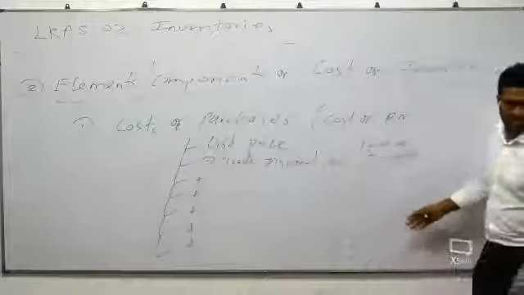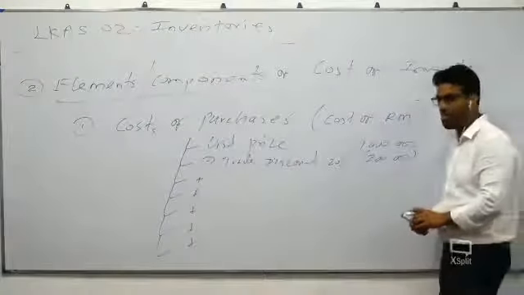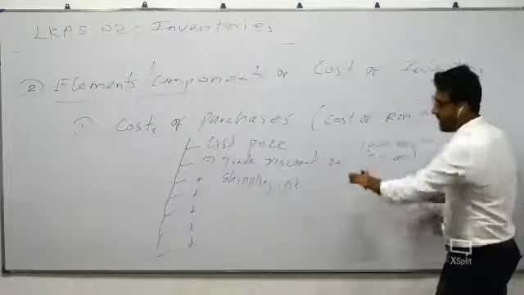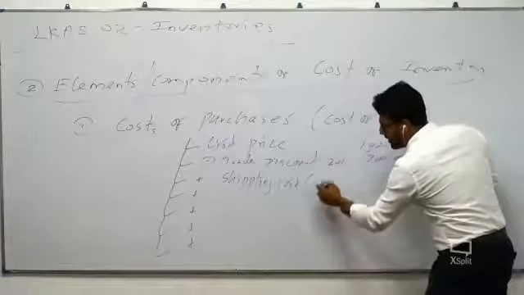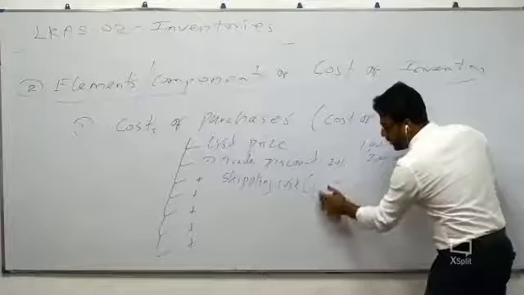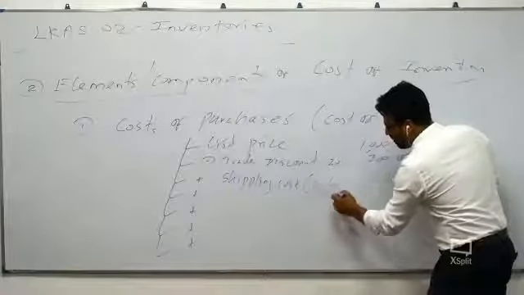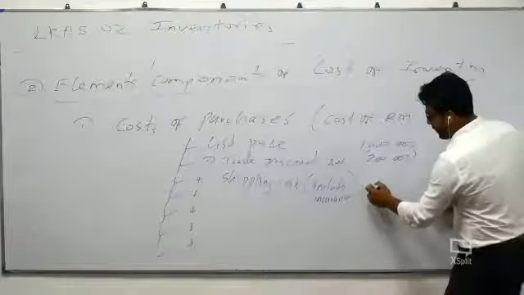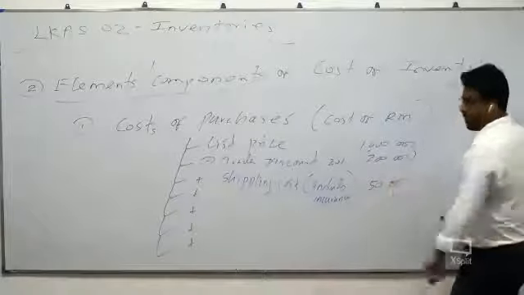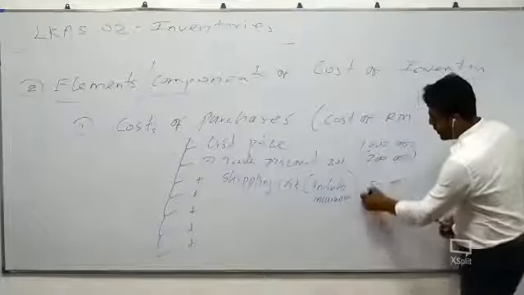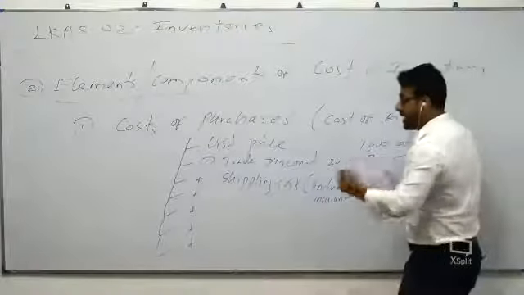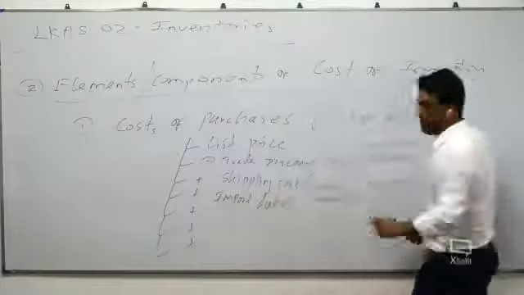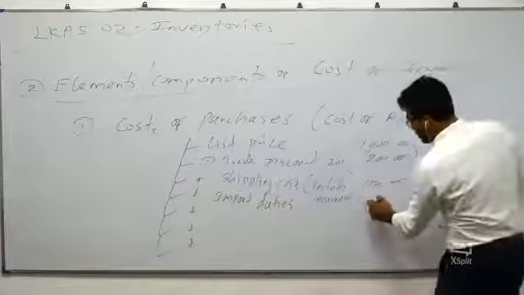So can you guys quickly tell me what the costs connected to the imports are? You can have shipping cost, including shipping insurance. Assume shipping insurance is about 150,000. Then what else? Then you can have import duties. Import duties, let's say 100,000.